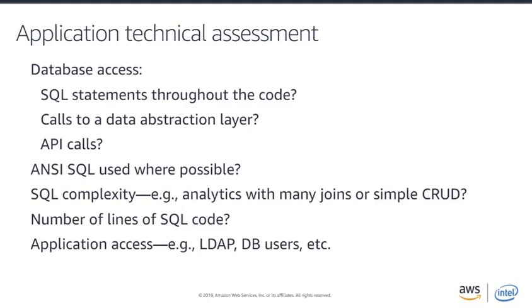How the application accesses the database can also hinder migration. For example, if you have to allow access to an LDAP directory, then the security team might take a long time to get approvals of how that will be managed from AWS to on-premises.